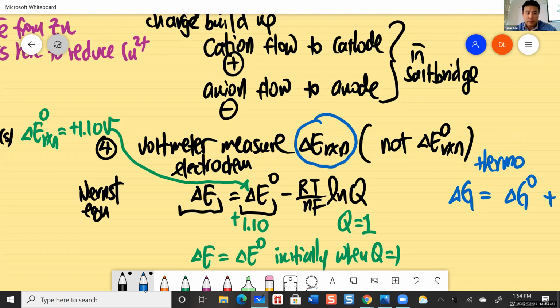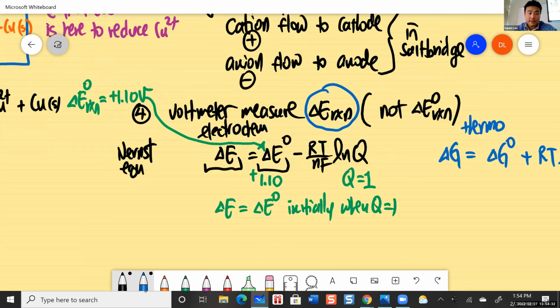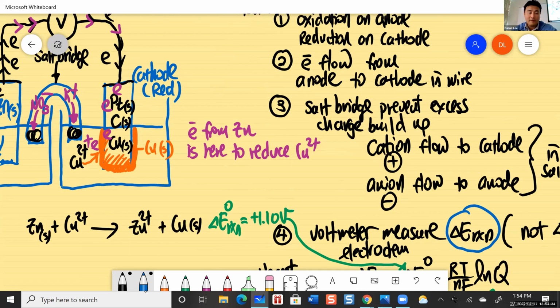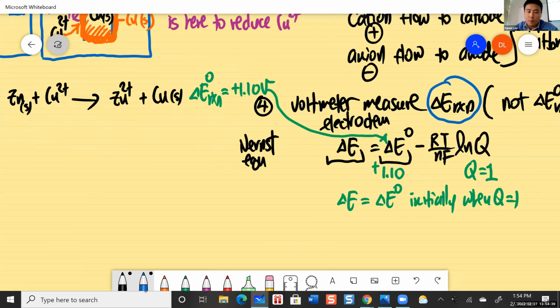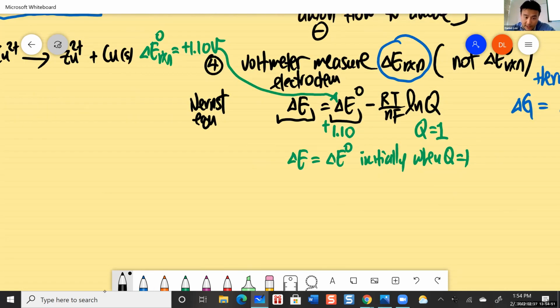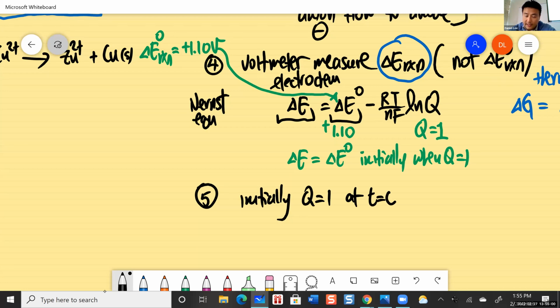So my voltmeter will read 1.1 volts initially. This voltmeter is going to have a reading of 1.1 volts because that is the initial voltage. It's going to produce 1.1 volt. But over time, 1.1 will become smaller: 1, then 0.9, 0.8, 0.7, 0.6. Why is that, right? So number 5, I want you to know that initially Q is equal to 1 at time 0.